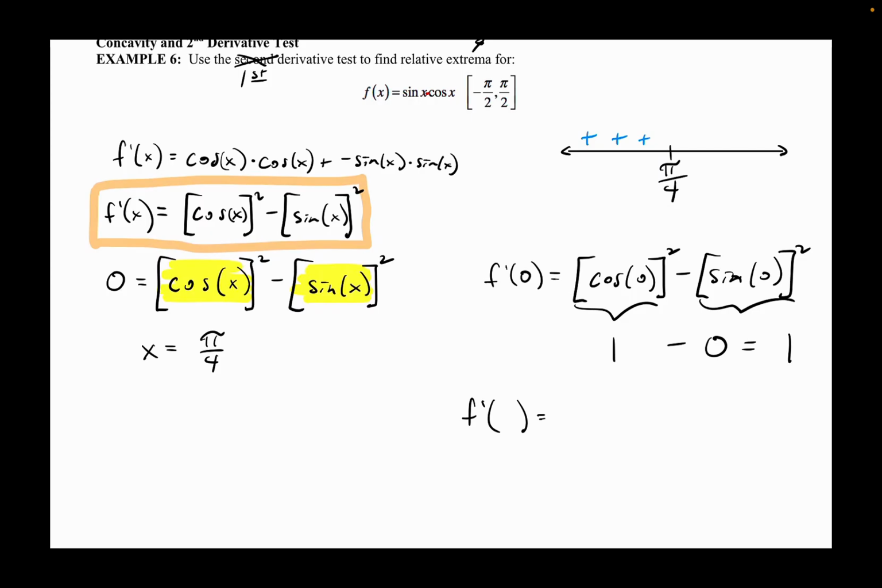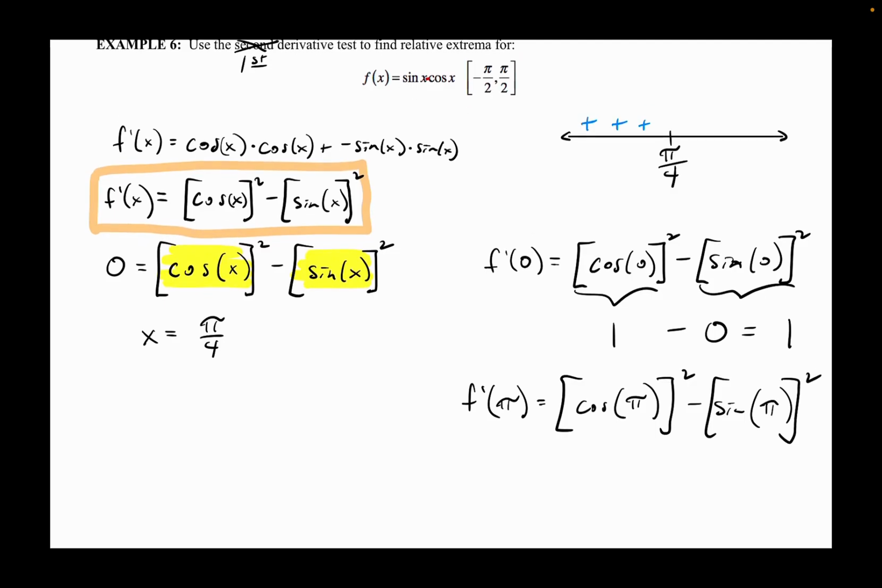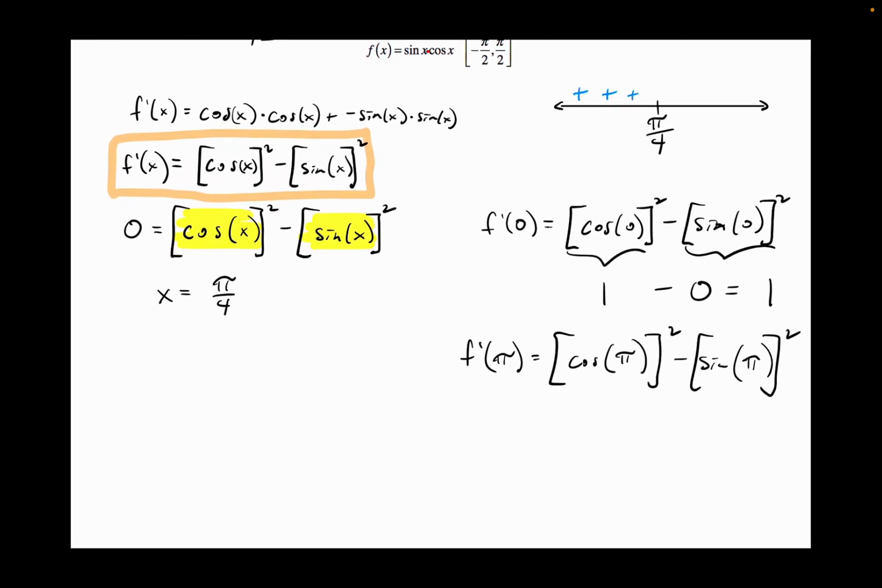Now I got to pick something greater. I'm going to pick pi over 2. No, I can't use pi over 2. I got to use something bigger than pi over 2. I'm going to use pi, because pi doesn't have any fractions for sine and cosine. So I got cosine of pi squared minus sine of pi squared. Cosine of pi is negative 1. Negative 1 squared is positive 1.